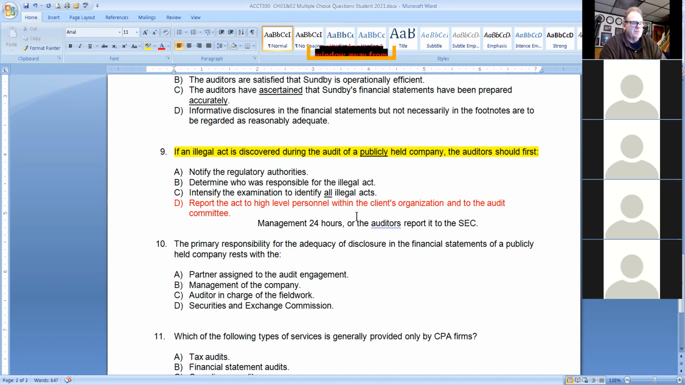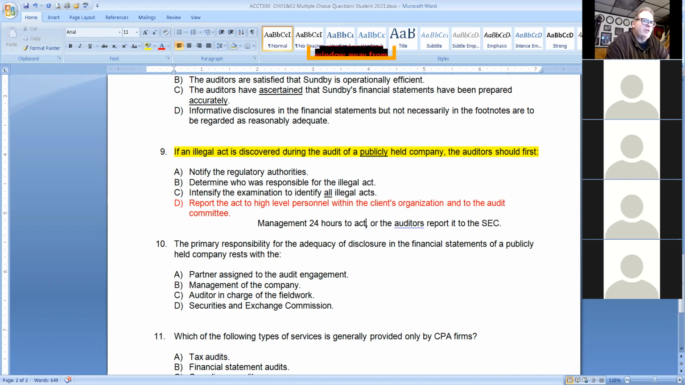so let's say it's material. Management has 24 hours to act. So if it's an illegal act, they have to contact the authorities. If they don't do anything for 24 hours, and I'm sure you'd let them know this, say, look, you got 24 hours to do what you need to do, and if you don't, we're reporting it to the SEC, and the SEC will take care of it.